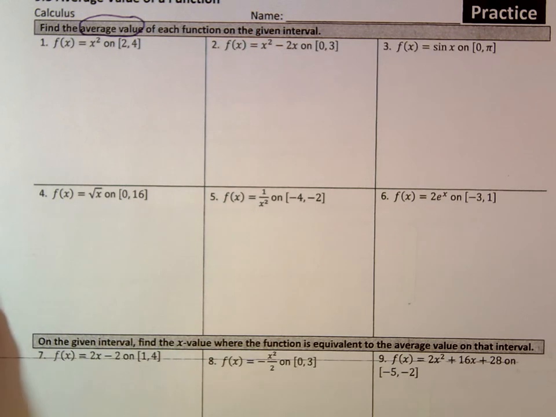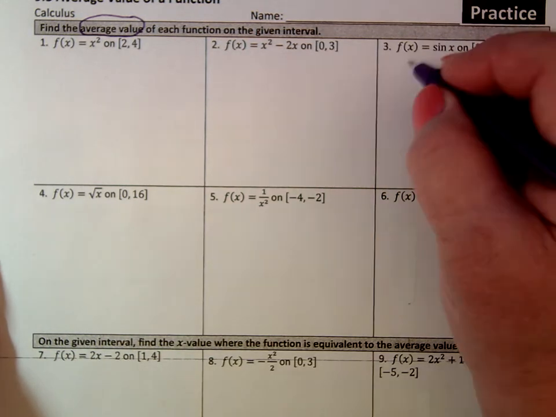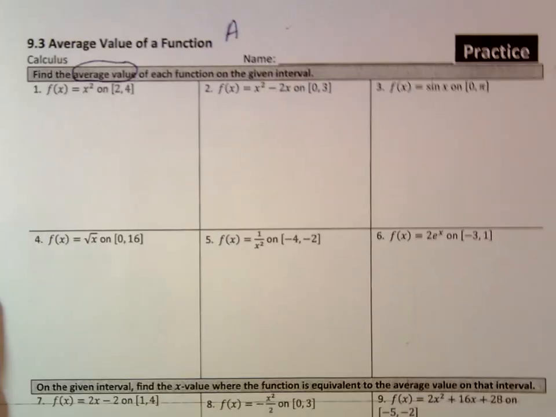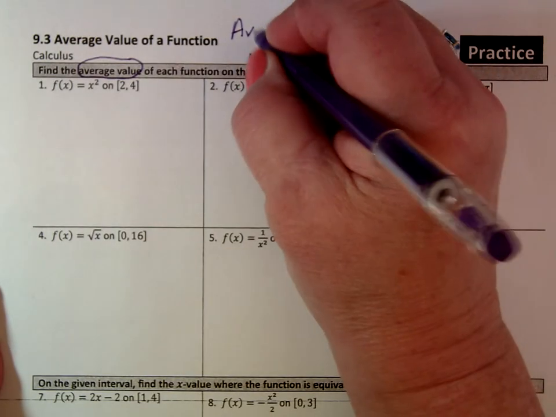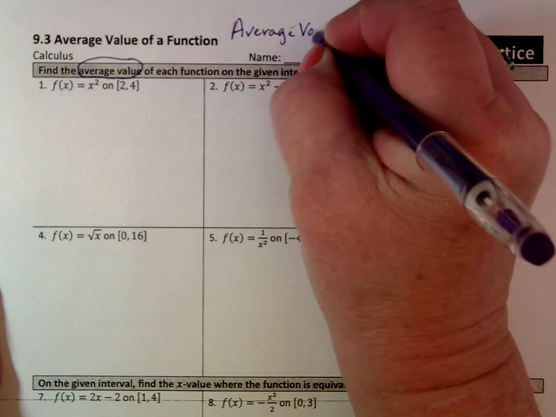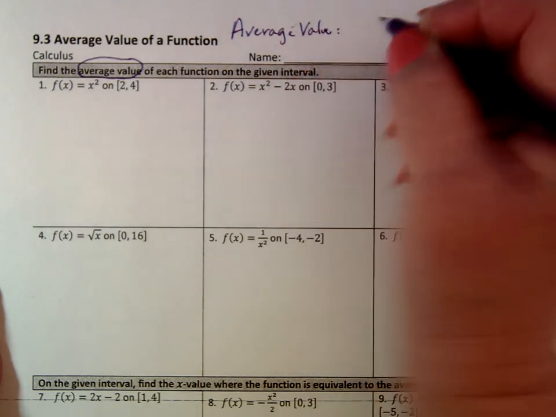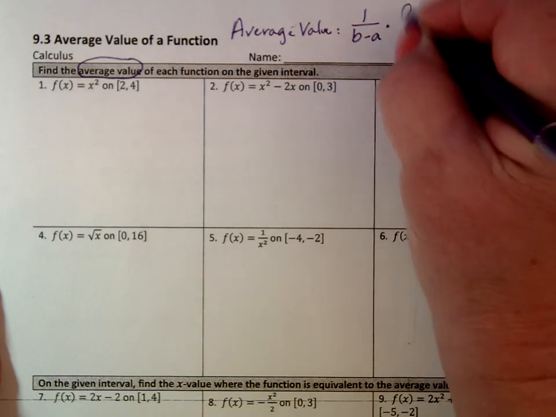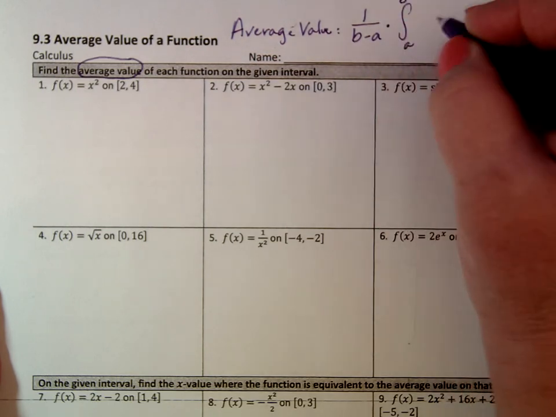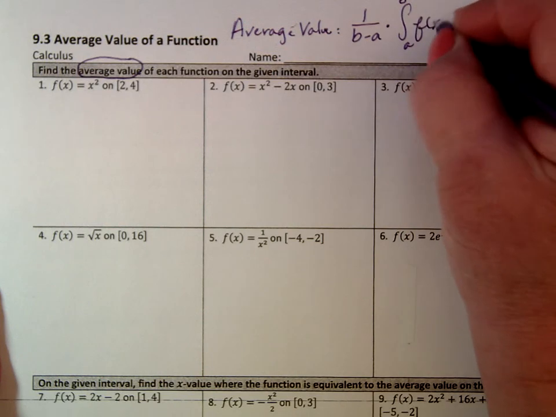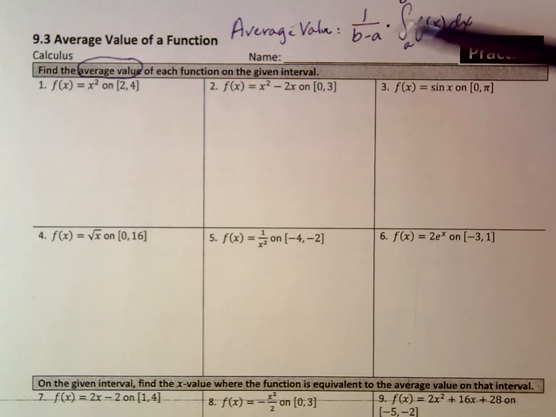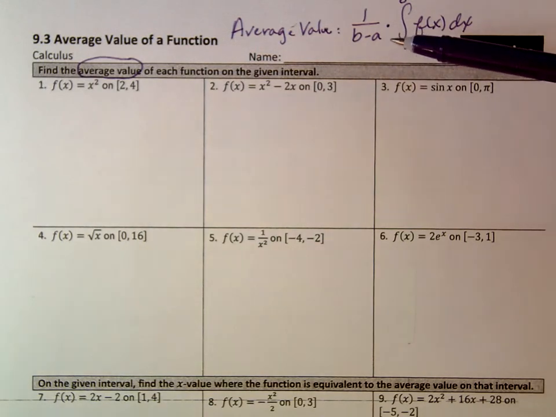So average value is this new formula that they gave you, and I'll put it up here at the top. Hold on. Let me move it down a little. Average value, when they say that, they mean 1 over b minus a times the integral from a to b of some function with respect to x. So average value is now this formula, and again, it's very different from an average rate of change, which we're going to look at in a couple minutes.